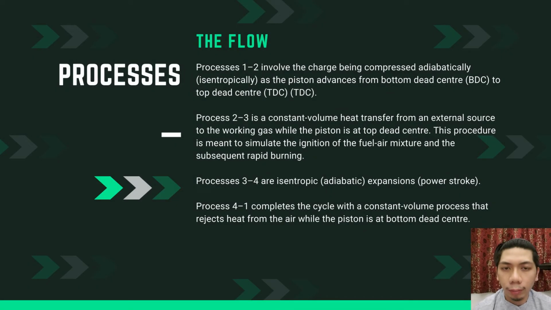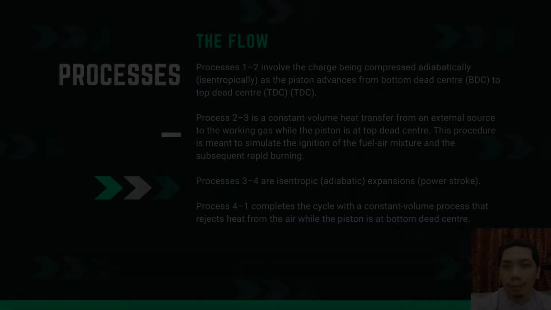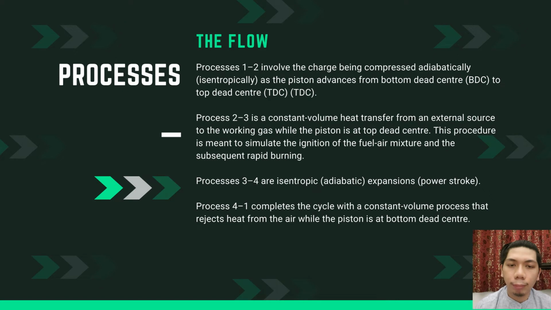Next, we move to process number 2 to 3. It is a constant volume heat transfer from an external source to the working gas while the piston is at the top dead center. This procedure is meant to simulate the ignition of the fuel air mixture and subsequent rapid burning. Then we have process 3 to 4, which is isentropic adiabatic expansion, which we know as the power stroke. And the last process, 4 to 1, completes the cycle with a constant volume process that rejects heat from the air while the piston is at the bottom dead center.